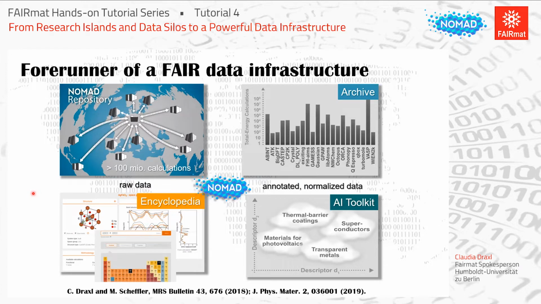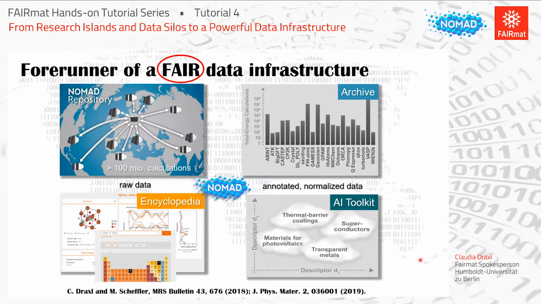over the world. Data are interoperable in the sense that in the archive where all these data are stored, you find them normalized and annotated. And finally, the R in FAIR is the reusability, and it's demonstrated by the artificial intelligence toolkit, which was the topic of the last tutorial a few weeks ago.